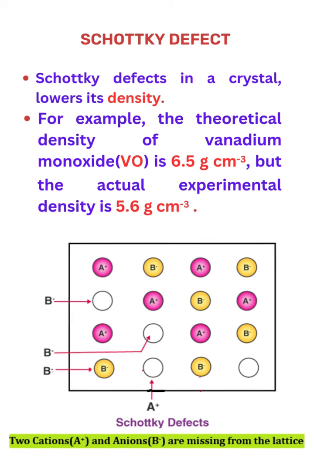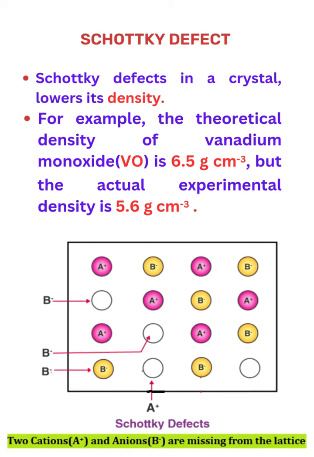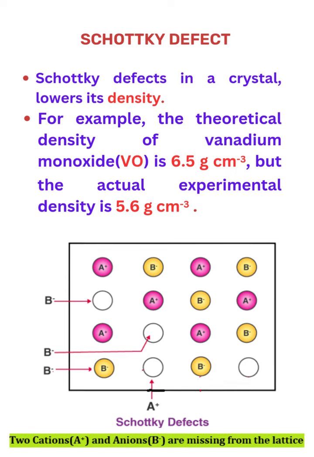For example, in vanadium monoxide, the expected crystal density is 6.5 grams per cubic centimeter, but the estimated density is 5.6 grams per cubic centimeter due to Schottky defect, the missing of ions from the lattice points.